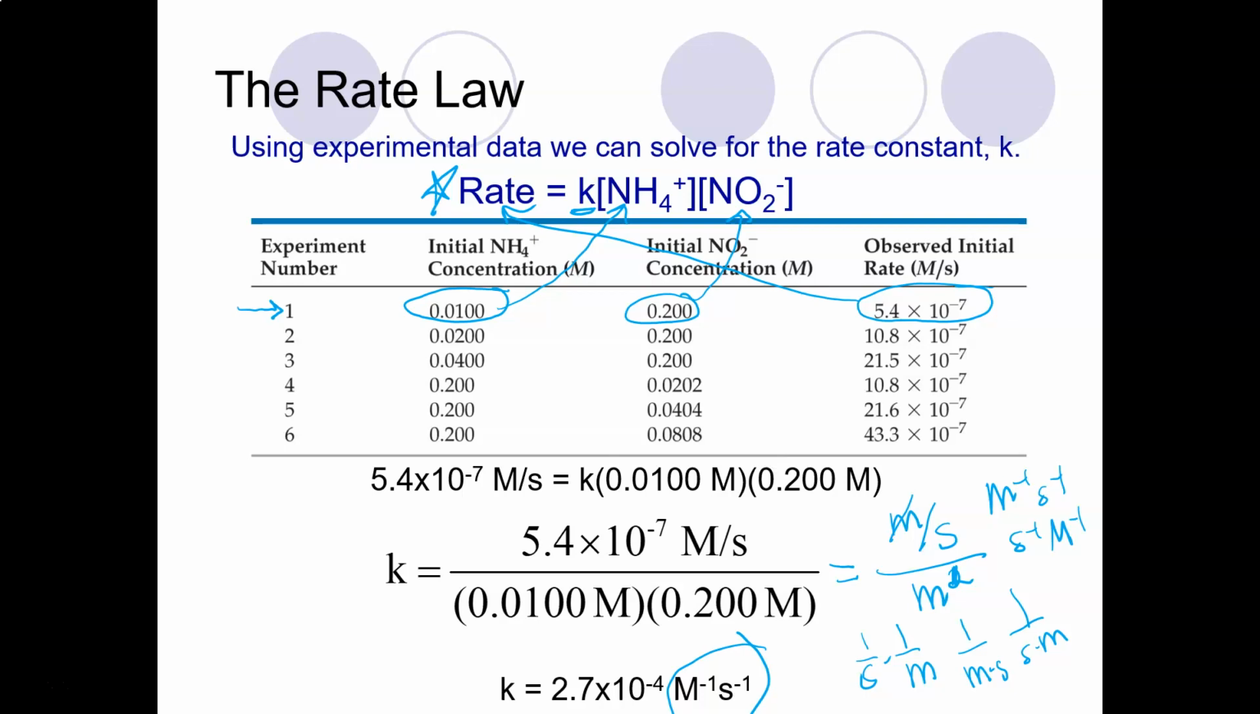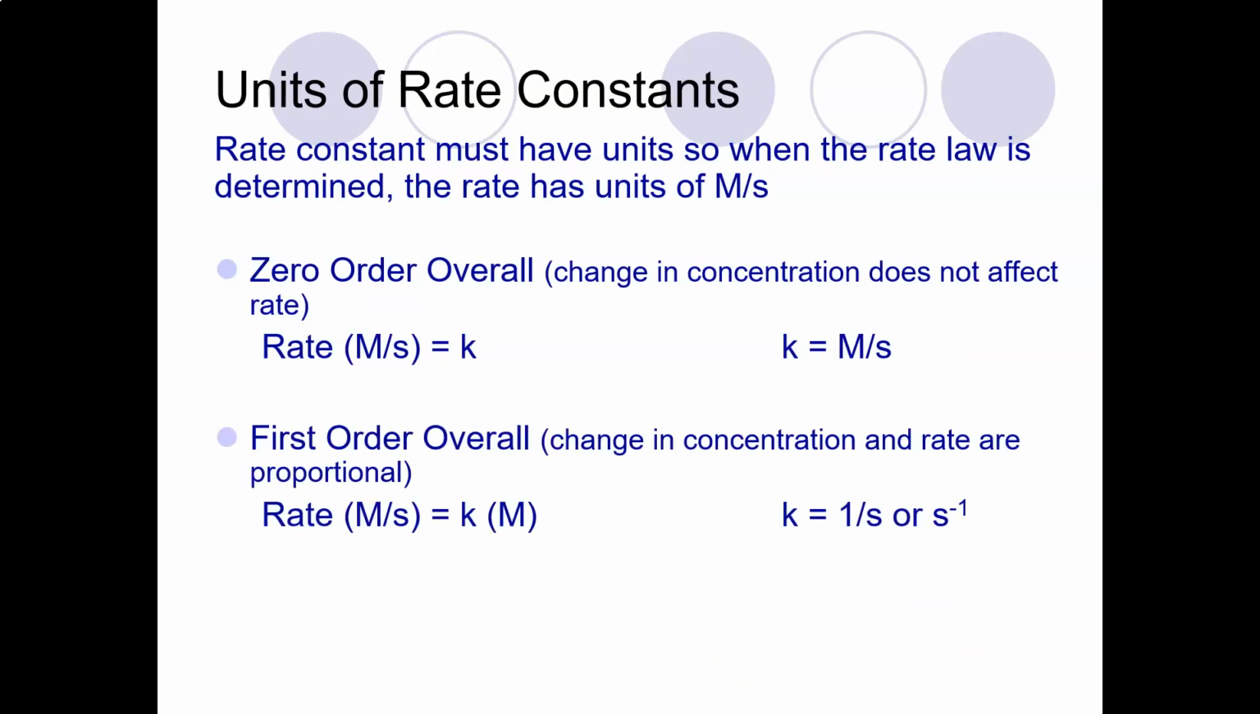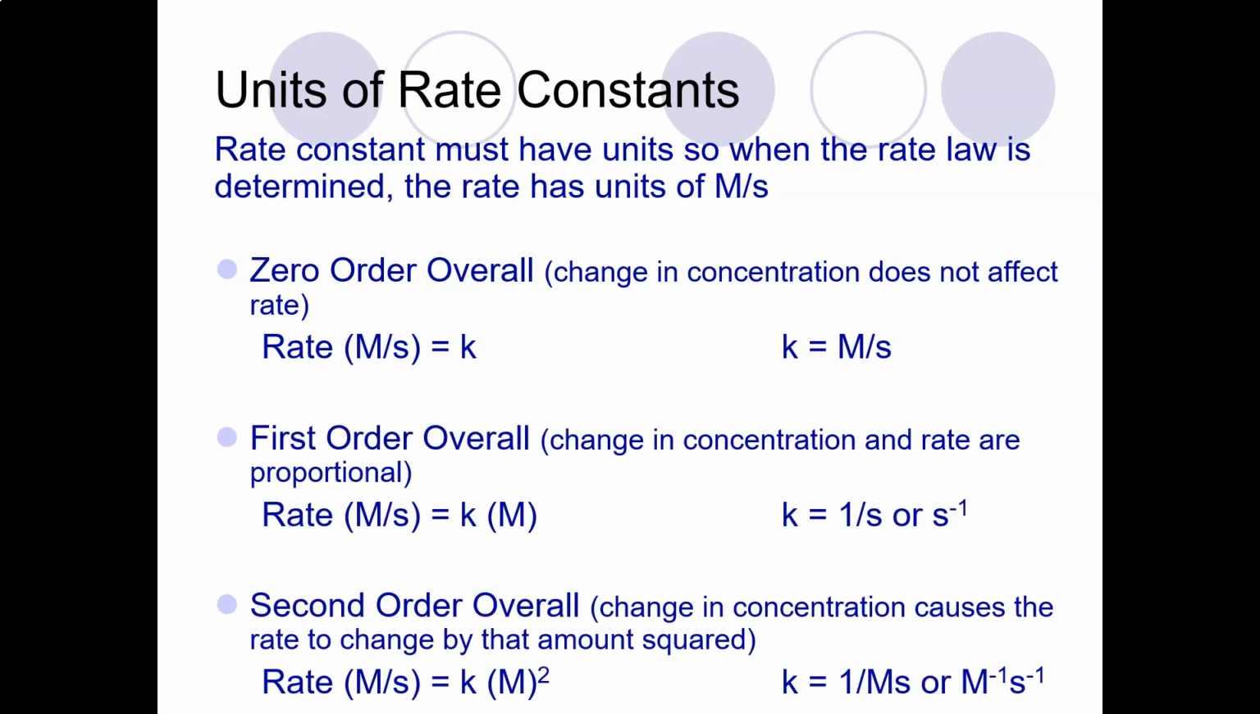Okay, so let's try this again. This was just me giving you some examples of the units on rate constants here. But there's not just 0 or first and second order overall. I don't think it's worth memorizing these. You just solve for them.